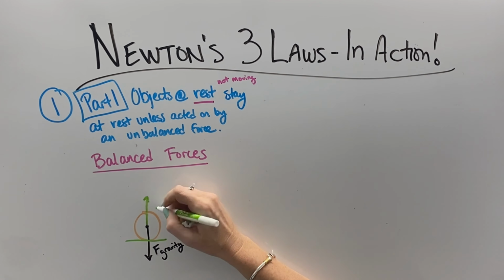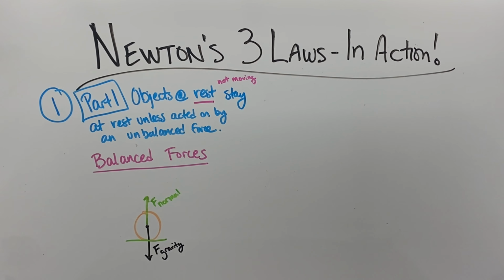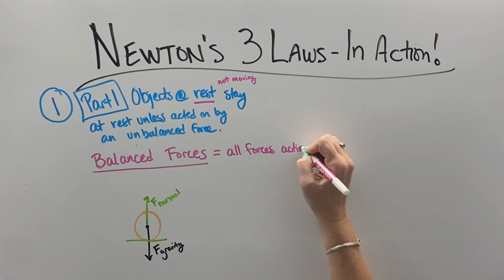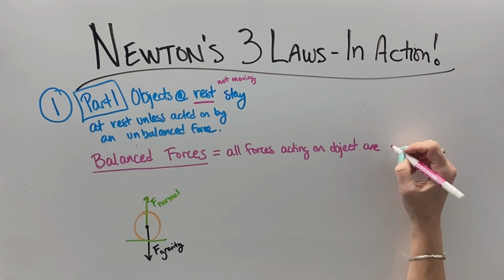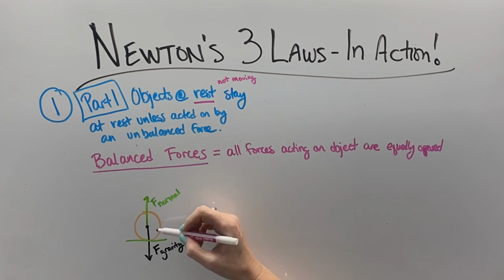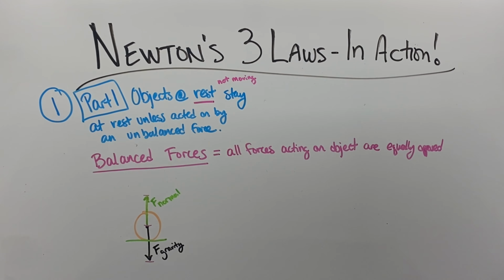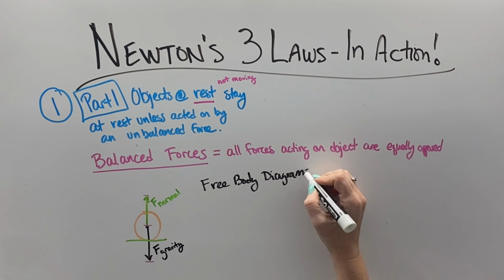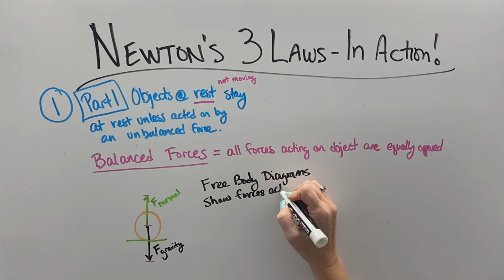So we have a ball that's just hanging out on the ground. Gravity is pulling down on the ball and the ground is pushing up on the ball with what we call a normal force. All the forces acting on the ball, the object, are equally opposed to each other. And so the ball isn't going anywhere because everything is just equal and balanced out.